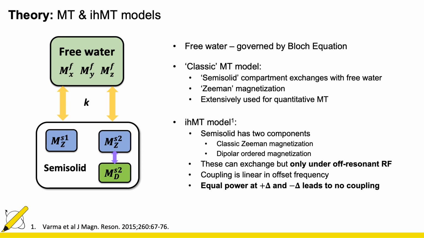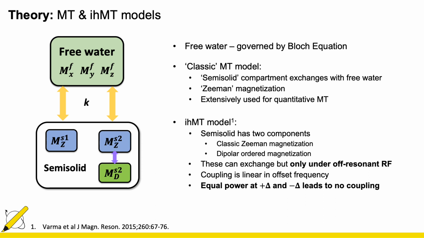A more complicated model, and this diagram is picking up on a model proposed by Gopal Varma with the citation shown at the bottom of the slide, has a two-compartment model. The semi-solid itself consists of two compartments. One of them is the classic Zeeman-ordered magnetization. The other one consists of Zeeman-ordered magnetization which is coupled to the dipolar-ordered magnetization. And these latter two components exchange with each other, but only under off-resonant RF irradiation. So you have to apply off-resonance RF to make those two exchange with each other.